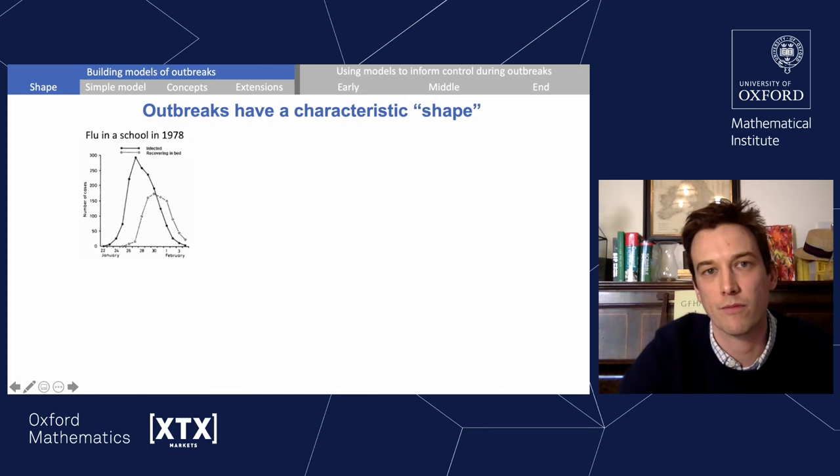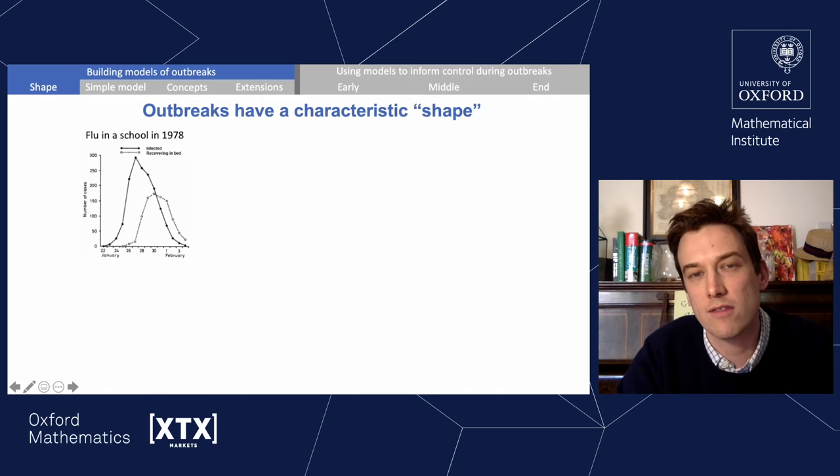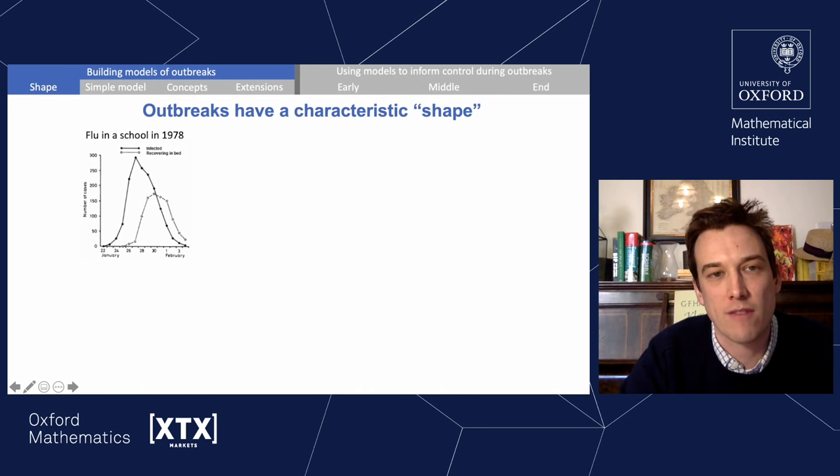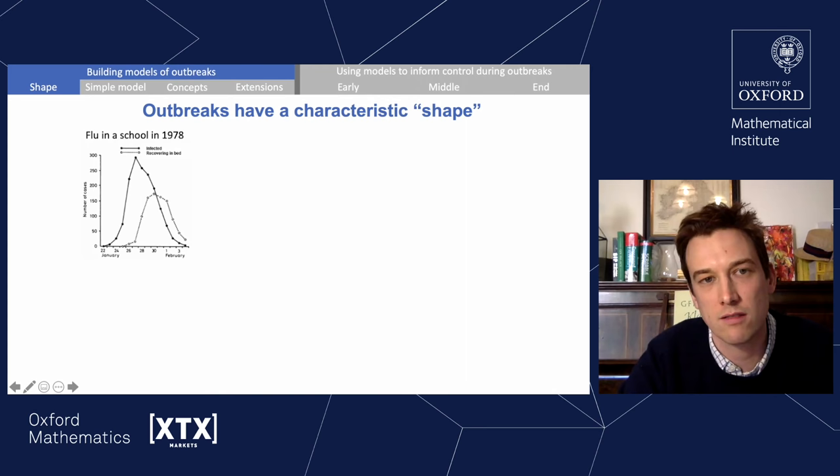So the first thing that I want to point out is that most single wave infectious disease outbreaks tend to have a characteristic shape. Here's one example. What you can see here is a data set of an outbreak of influenza in a boys' boarding school in the north of England in the 70s. The virus enters the school, the number of cases gradually starts to increase, and it increases until there's quite a large number of cases. But it doesn't keep going until everyone in the school is infected. Instead, it slows down again, the outbreak peaks, and then the number of cases comes back down to near zero.